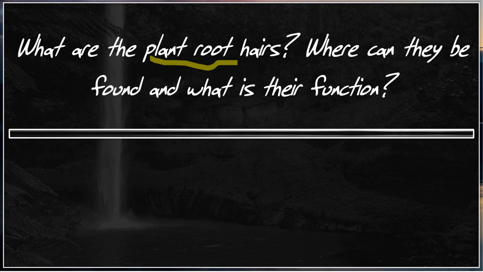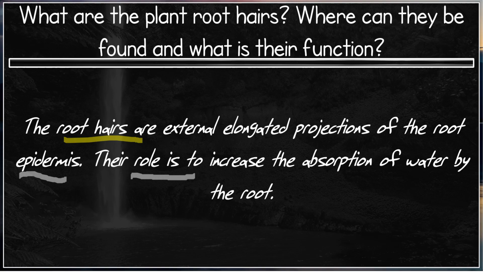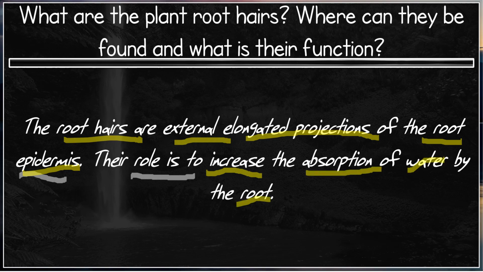What are plant root hairs? Where can they be found, and what is their function? The root hairs are external elongated projections of the root epidermis. Their role is to increase the absorption of water by the root.